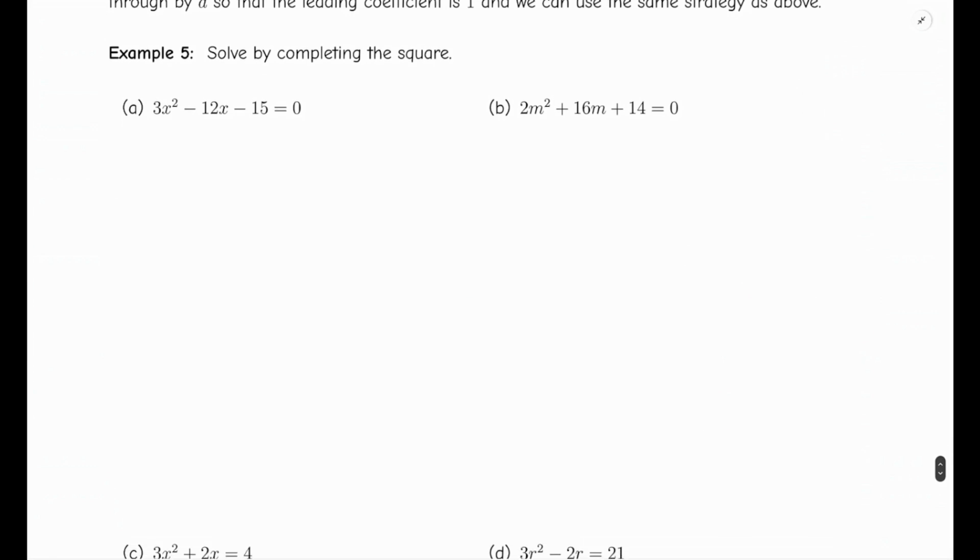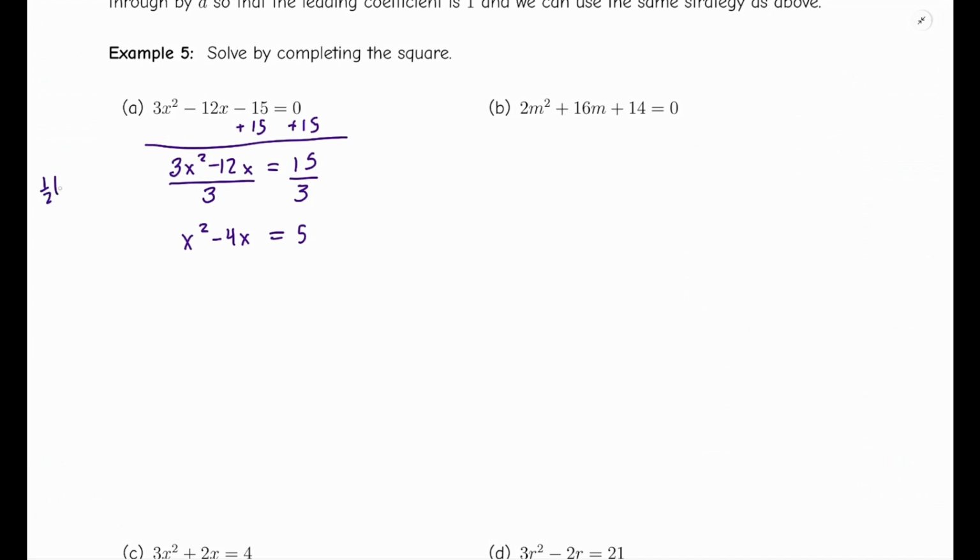So example 5, solve by completing the square. Well, the first thing I'm going to do is add that 15, because I can't have that on the same side as the variables. And then I'm going to divide by 3 on both sides. And we get x squared minus 4x equals 5. And now we can go about completing the square like we did in the previous examples.